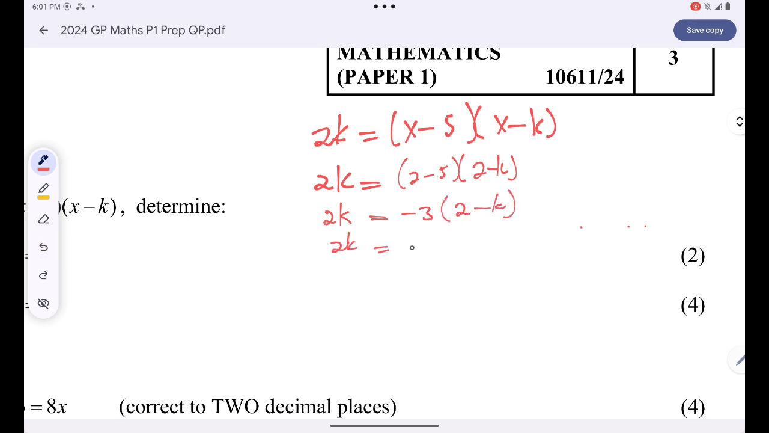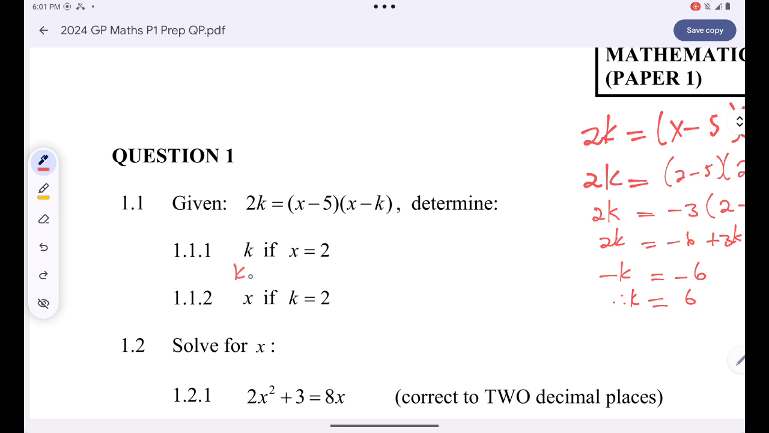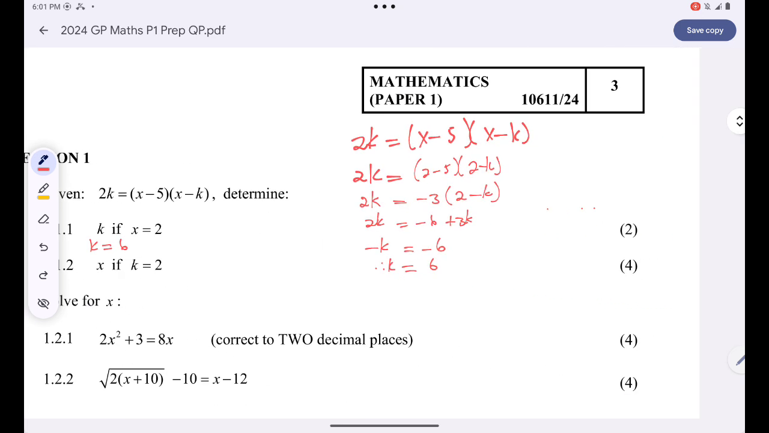That's 2k being equal to negative 6 plus 3k. If I take the 3k to the other side, I'll end up having 2k minus 3k, which will just give me negative k is equal to negative 6. And hence k is just equal to 6. So k is basically equal to 6.